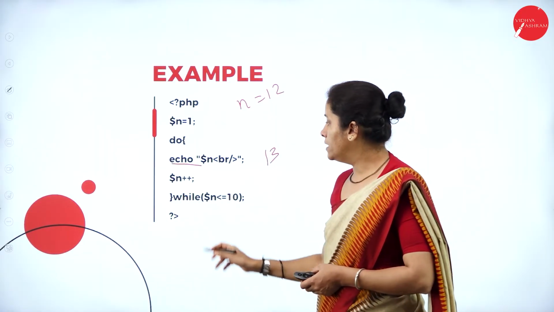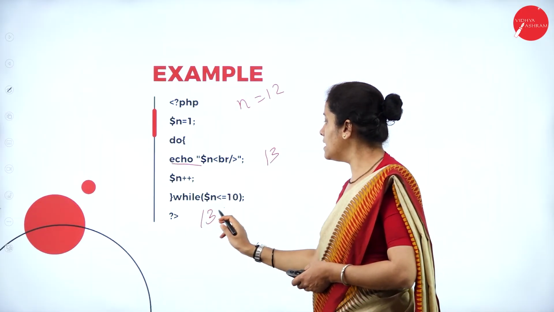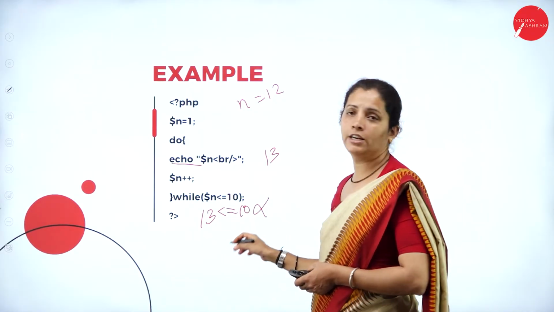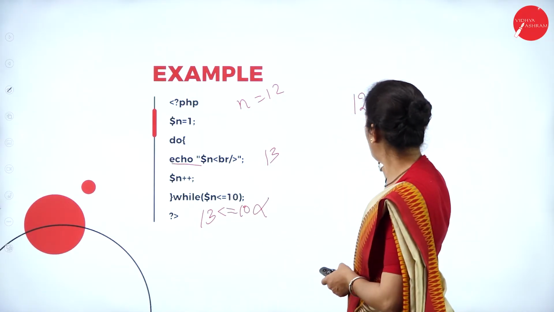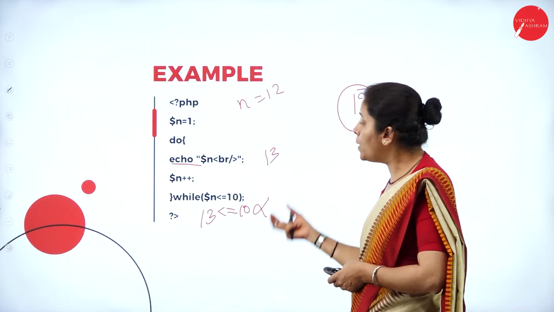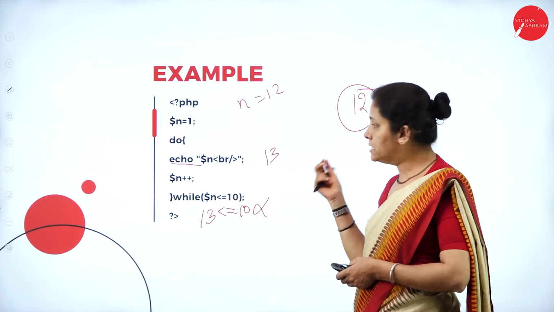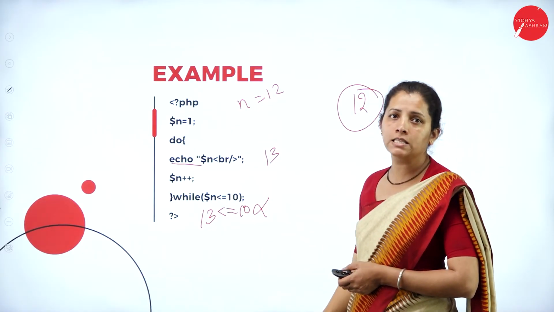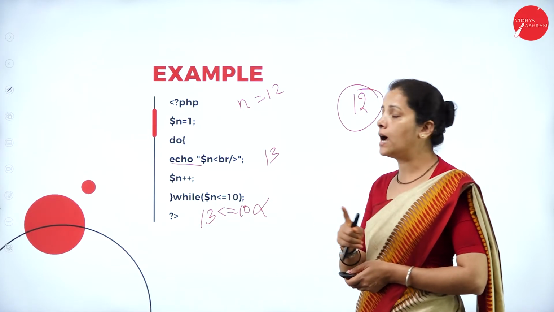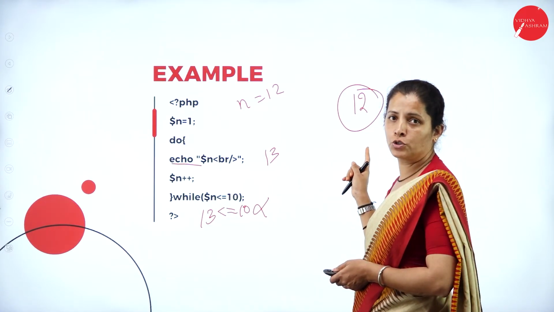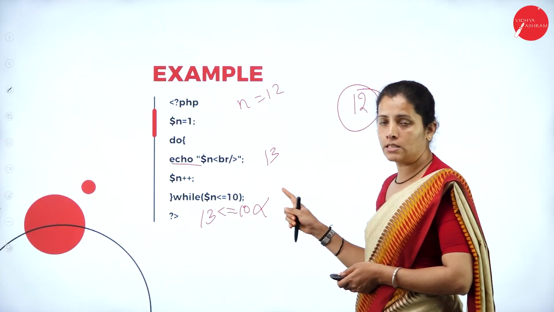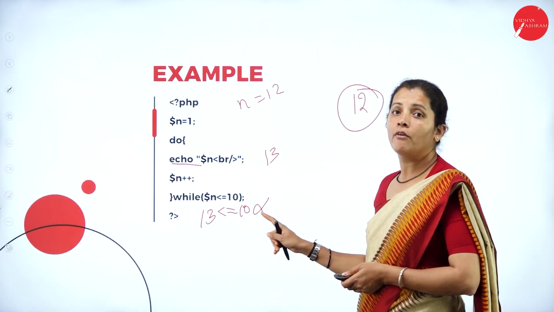So it is 13. Now I'm checking 13 less than or equal to 10. But here what is the condition? The condition is false. But still I got one output, right? What is the output? 12. Even though 12 is not less than or equal to 10, if I go with the do while statement, even though the condition is false, at least one time you're going to get the output. So, the do while statement is going to execute at least once, even though the condition is false.